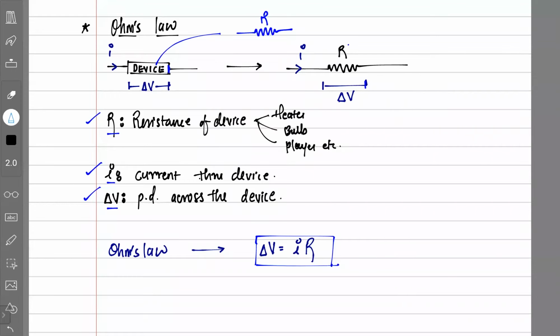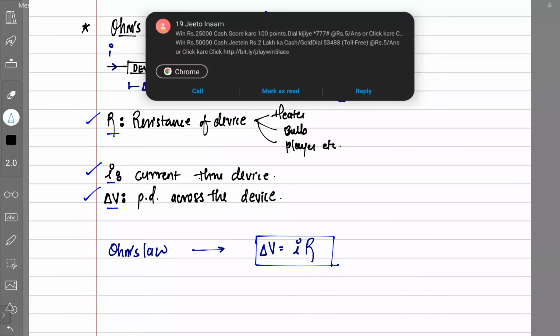The way heat flows from higher temperature to lower temperature, here charges flow from higher potential to lower potential. Now this flow of charge is called current. How fast the charge is flowing, that is called current.